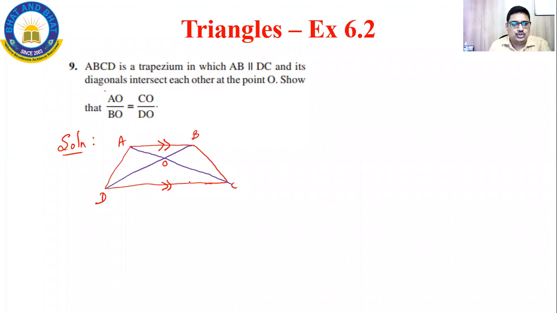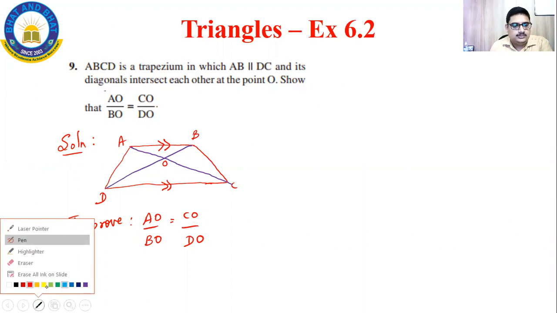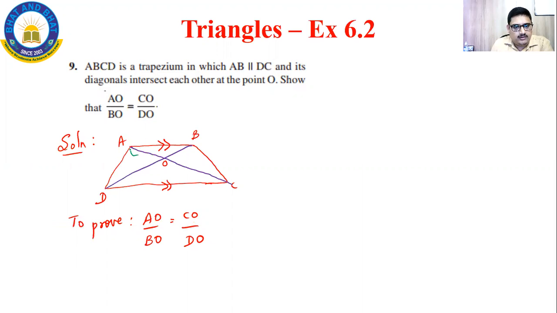So what have they told? Show that. So now I'll write to prove. What do I have to prove? To prove AO by BO is equal to CO by DO. Where is AO by BO? What does it mean? Where is AO? AO is this. AO by BO is equal to CO by DO. This is what I have to do. Is that right, students?